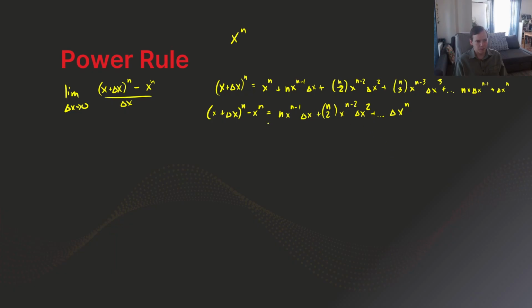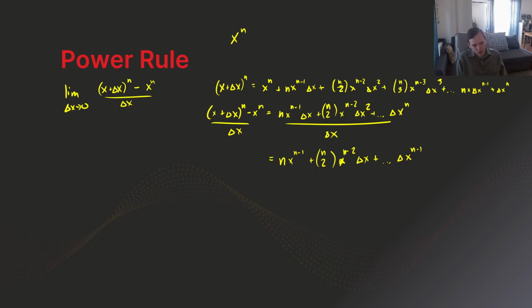Now if I do the same thing and divide both sides by delta x, on the left I'm going to leave that, but on the right I'm going to cancel this delta x from all of our terms. So I'm going to get n x to the n minus 1 plus n choose 2 times x to the n minus 2 times delta x plus a bunch of terms, and at the end I'll have delta x to the n minus 1.